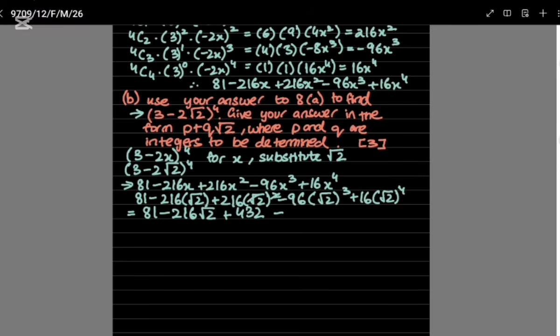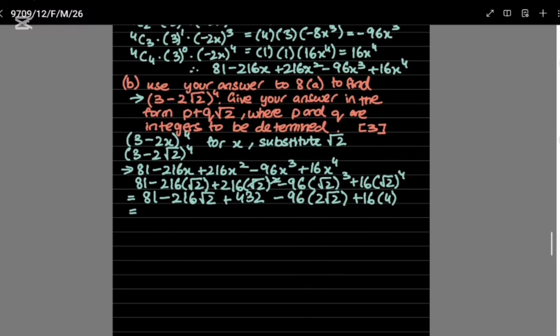okay, what is (root 2) whole cube? That's 2 root 2, yeah. So minus 96 into 2 root 2 plus 16 into (root 2) to the power of 4, which is 4. Okay, so this gives you 81 minus 216 root 2 plus 432, 96 times 2, okay, minus 192 root 2 plus 16 times 4 is 64.